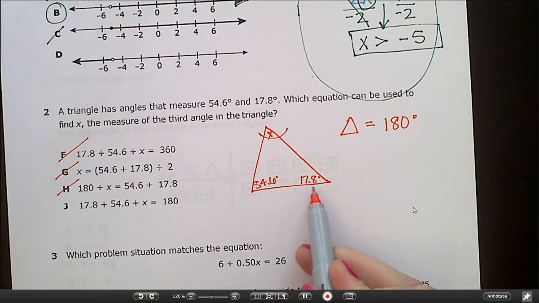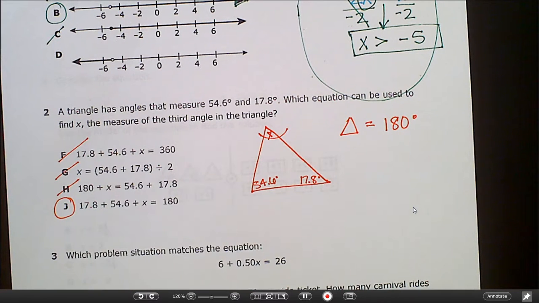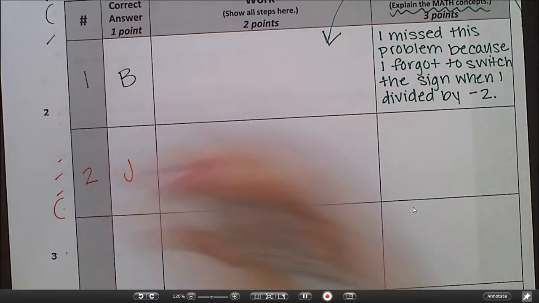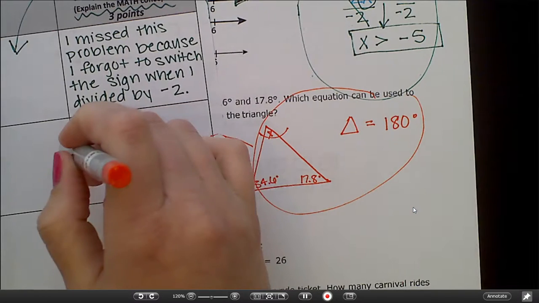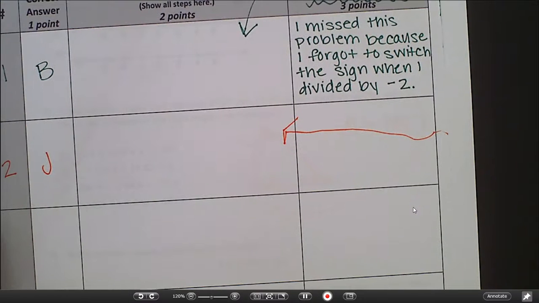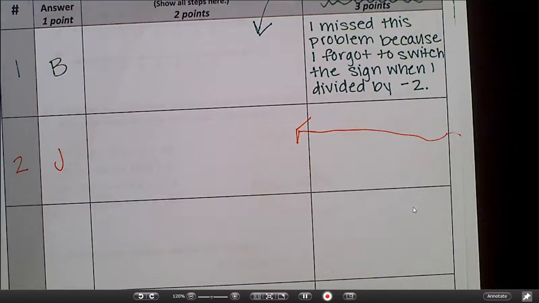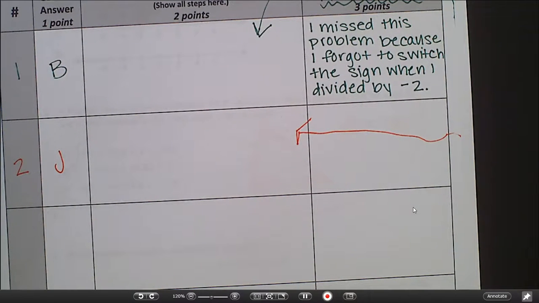That's the total. So I don't want to be adding x to that. J says this angle plus this angle plus this angle equals 180. And that is correct because we know all three have to add up to 180 degrees. So again, on your test correction page, I would be putting J as the answer for number 2. All of this work, we need to go over here into my workbox in order for me to earn 2 points there. And then it's up to you to explain why you missed it. You need to show me that you understand the concept well enough after doing corrections that you can tell me why you missed it.